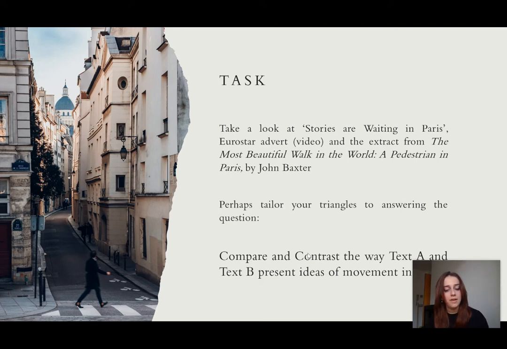So hopefully you'll now have an example of a similarity and a difference, but they are significantly interrelated with meaning and reception. So we have our technique nailed, but how do we join together our triangles? How do we join together our points to make a cohesive essay?